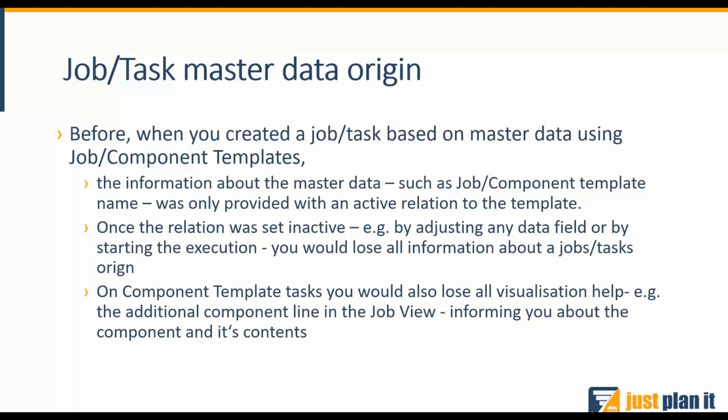What does it mean resolved? That relationship was revoked on any scheduling relevant change. So basically, if you just wanted to change, for example, the production time per unit on any given task, we would have to remove the connection to the origin component as well as the job template. And once that was done, you basically had no idea where the task originally came from, if you had entered that by hand or if that was based on a component or job template.